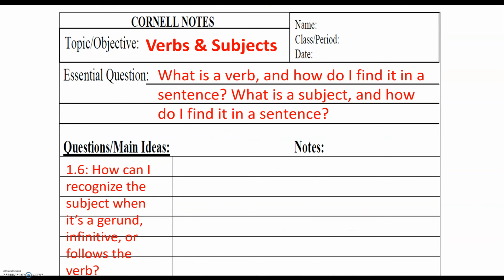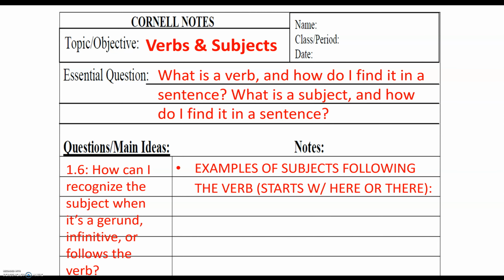Finally, sometimes we're going to have a weird sentence structure where our subjects are actually going to follow the verb. So you may have noticed that a lot of the time when we have a verb and a subject, the subject is going to come in front of the verb, or it'll come first in the sentence. And that is pretty typical, but occasionally when you see a sentence, especially if it starts with something like here or there, the subject is actually going to follow the verb, so it gets flipped.